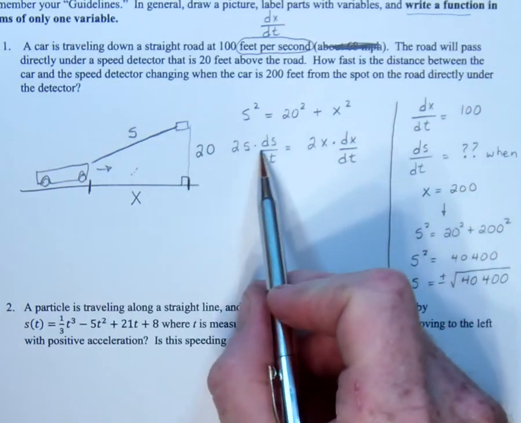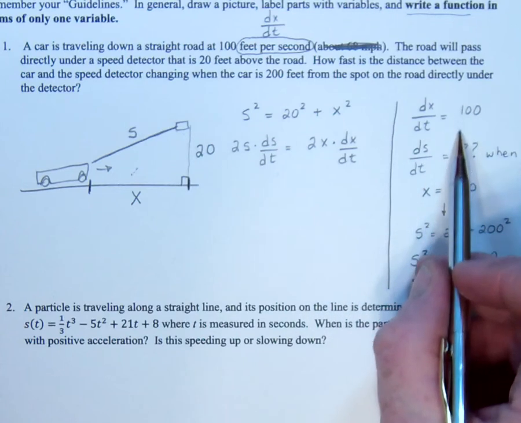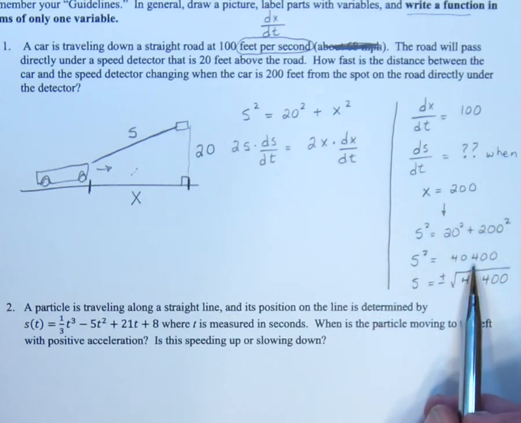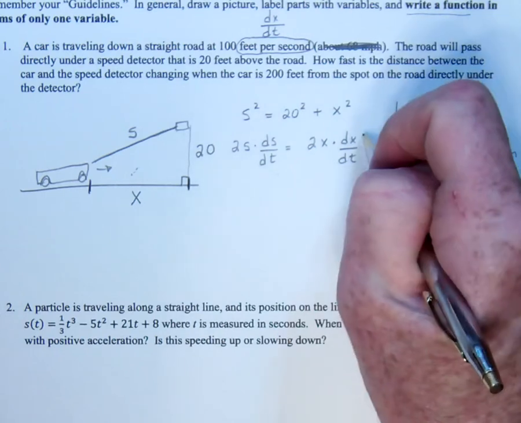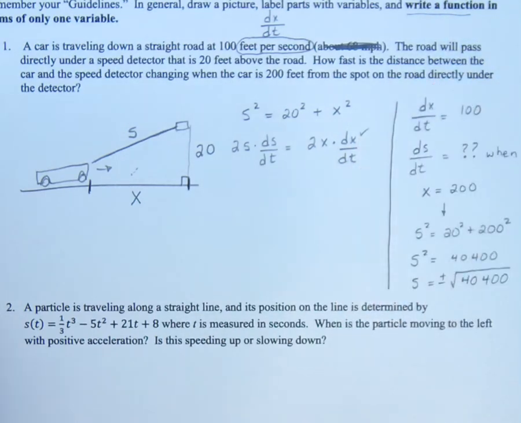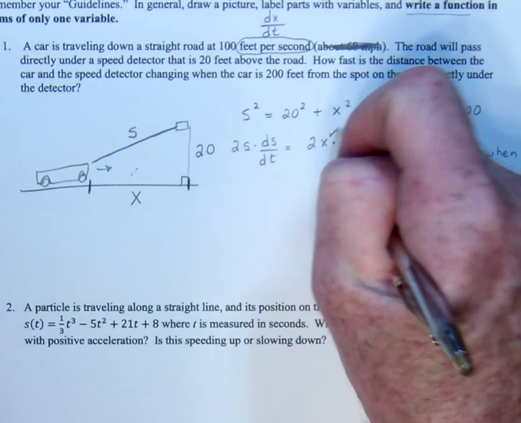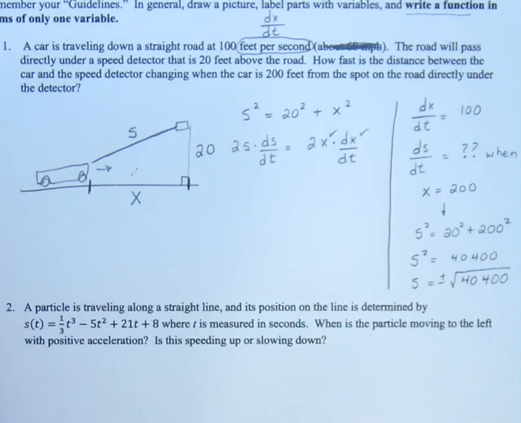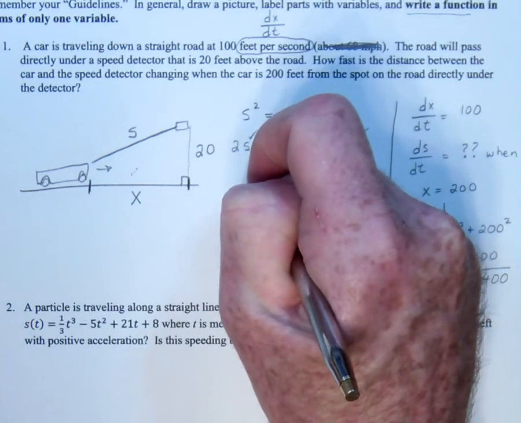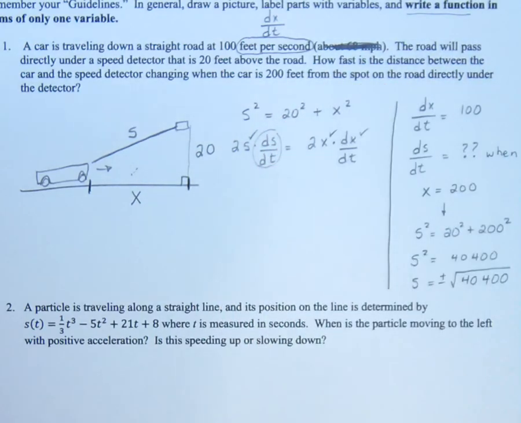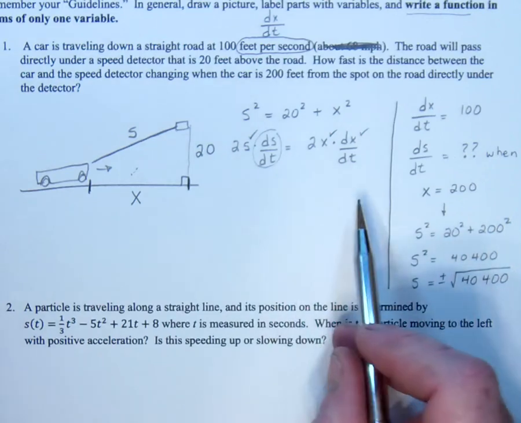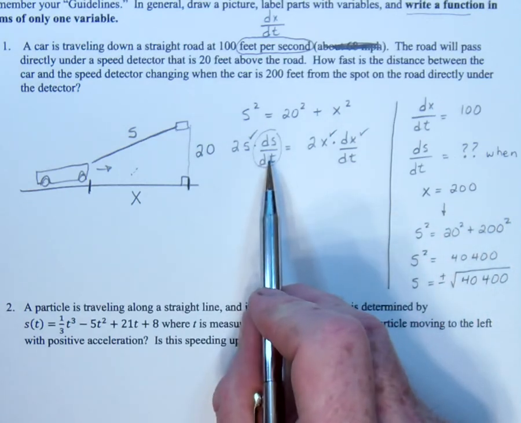Now that we've done this calculus over here, we should be able to use this algebra over here and plug in the information that's given. So for example, this is known to be 100. This is known to be 200. S we found to be the square root of 40,400. Then all we have to do is solve for ds dt. Right now you have the choice of plug in the numbers and then solve for this, or solve for this and then plug in the numbers. I'm going to go ahead and solve for this and then plug in the numbers.